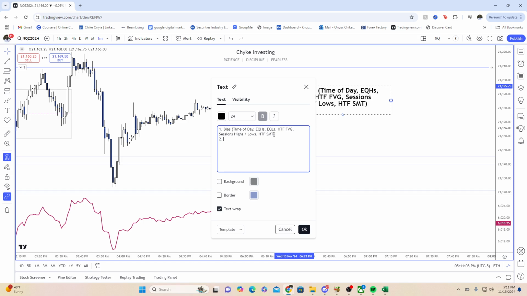Now, here's the second thing. This is where we talk about, once you have a model, the 22 model checklist. All right. So what do you need to see? You need to see a short-term purge on liquidity.